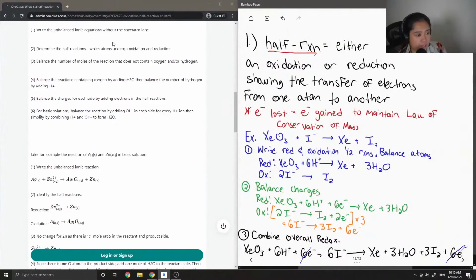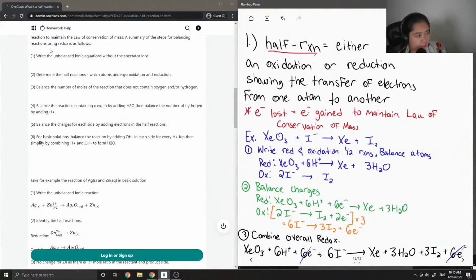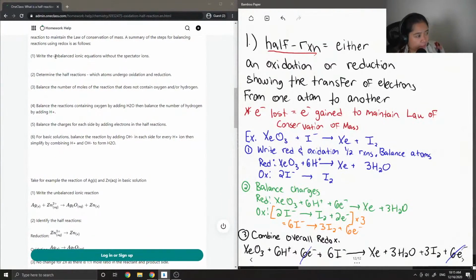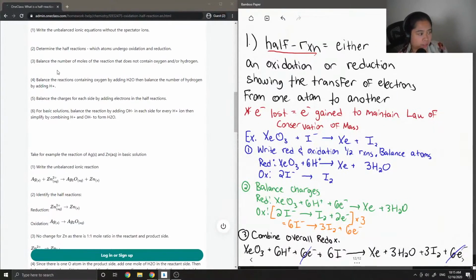A summary of steps for balancing reactions using redox is as follows. Step 1. Write the unbalanced ionic equations without the spectator ions. 2. Determine the half reactions, which atoms undergo oxidation and reduction. Step 3. Write the number of moles of the reaction that does not contain oxygen and or hydrogen, or balance the reactions containing oxygen by adding H2O. Then balance the number of hydrogen by adding H+.